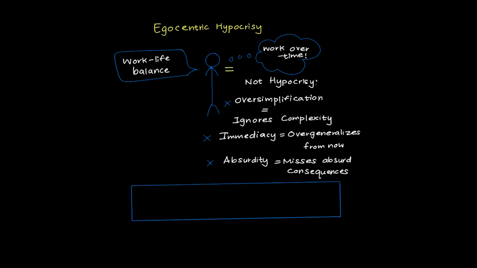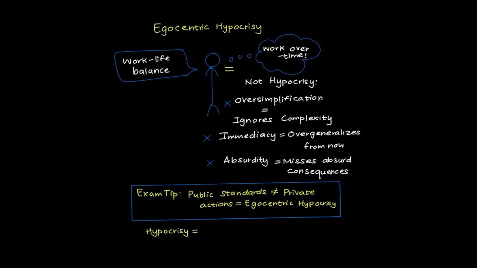Here's a WGU D265 OA exam tip for you. When someone's public statements contradict their private actions, that's egocentric hypocrisy. Quick recall hook. Hypocrisy = say one thing, do another.